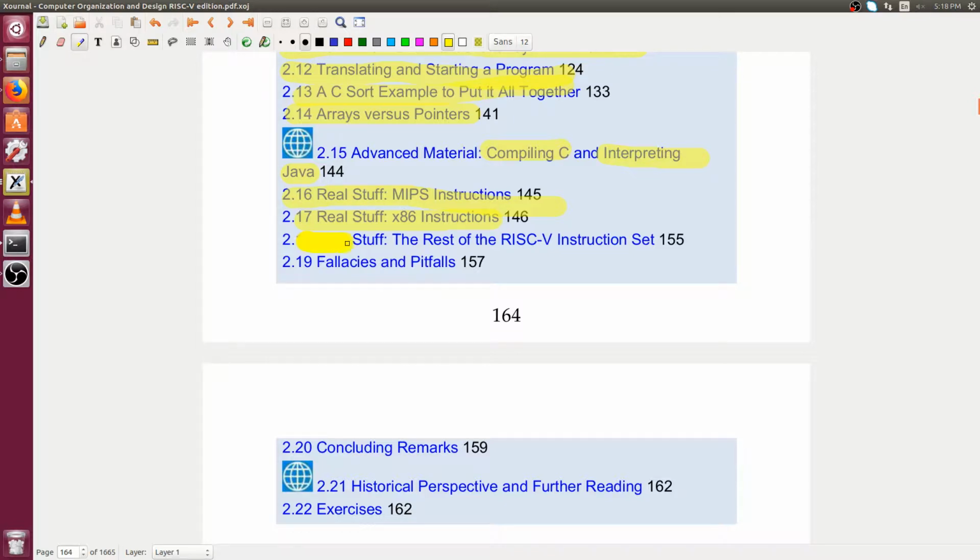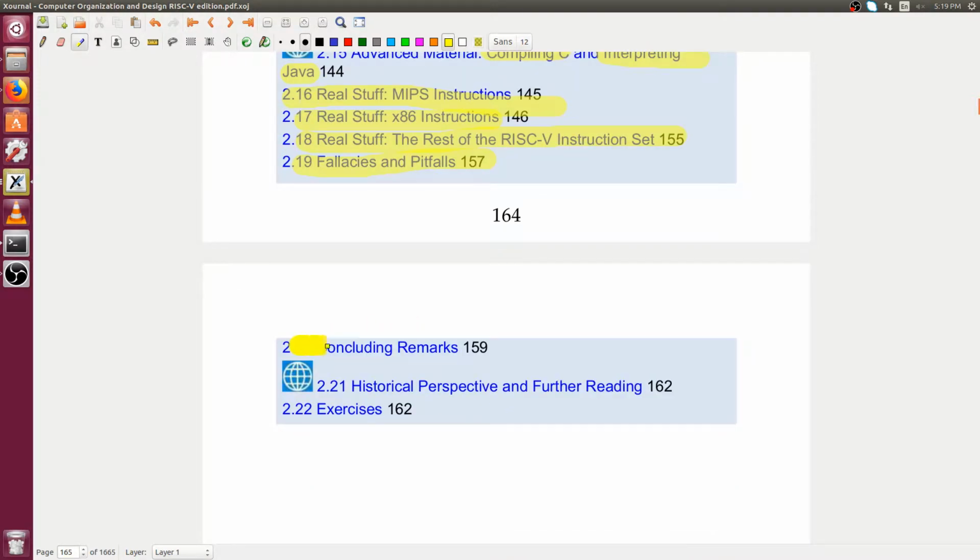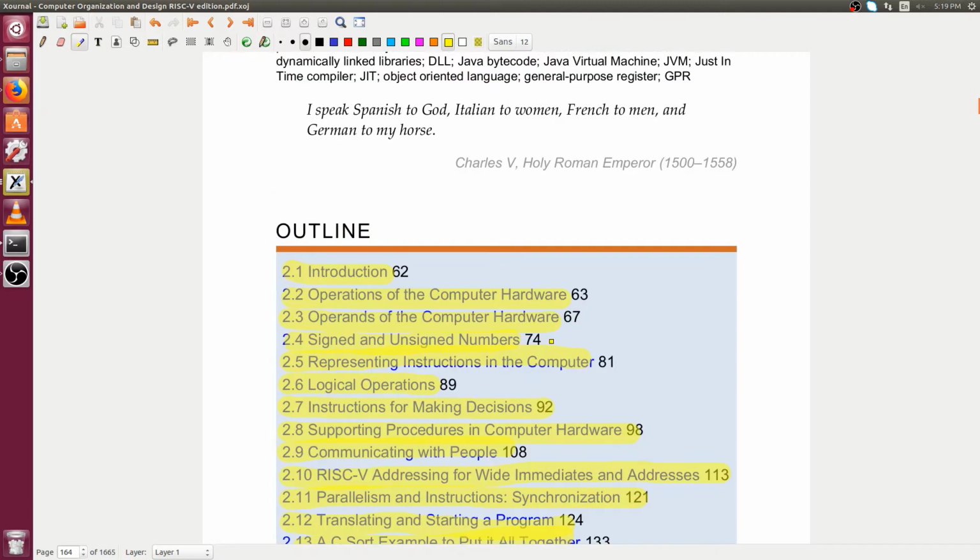And then we'll look at the rest of the RISC-V instruction set. This should be pretty similar to MIPS, if I'm not mistaken. As always, because this is a Hennessy and Patterson or a Patterson and Hennessy book, there's always going to be a chapter on fallacies and pitfalls. And then we'll probably look at some of the concluding remarks and maybe briefly go over the historical perspective.